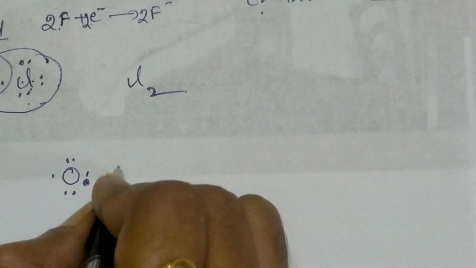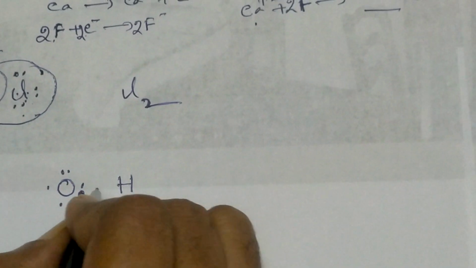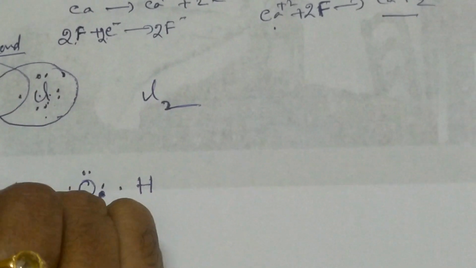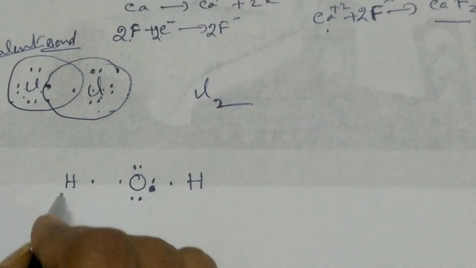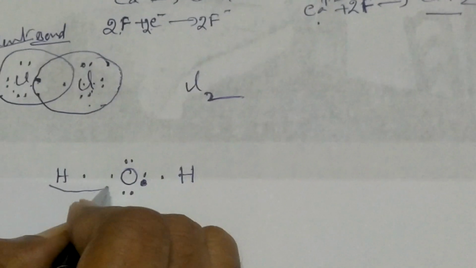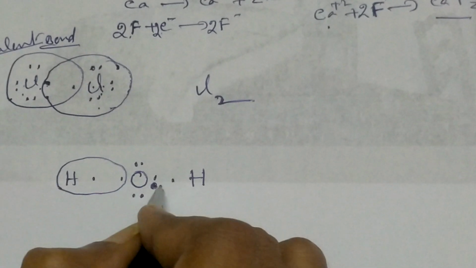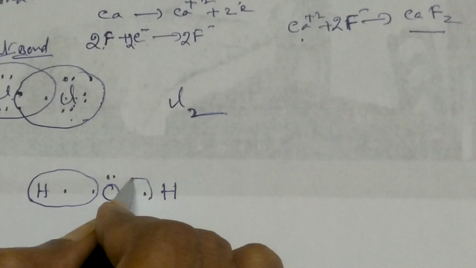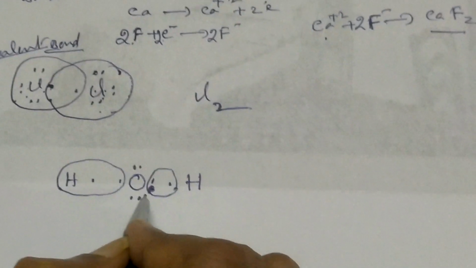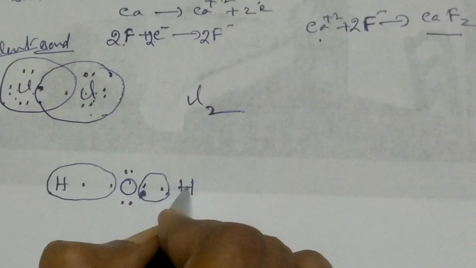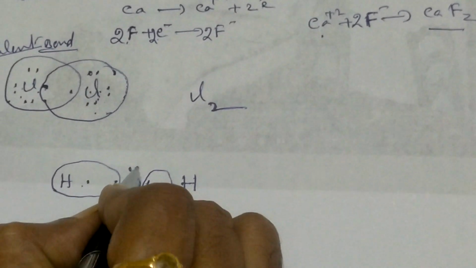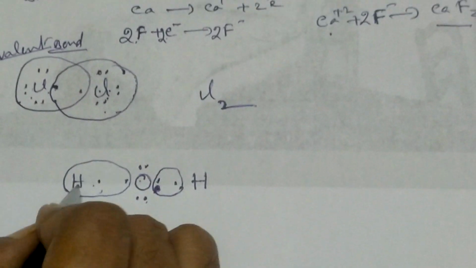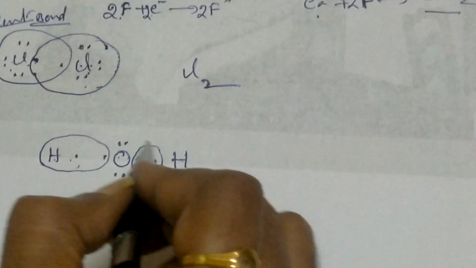Now H has only 1 electron. Another H has 1 electron. So there is a bond like this, and a bond like this. That means this electron is shared with the hydrogen, and this electron is shared with the other hydrogen, and there are two lone pairs. So oxygen is forming two bonds, one with hydrogen and another with the other hydrogen. This is also a covalent bond.